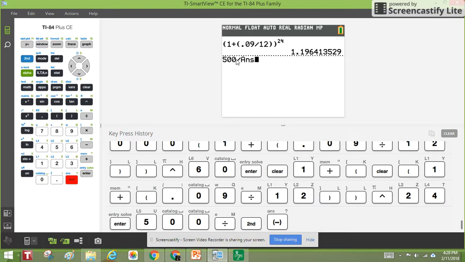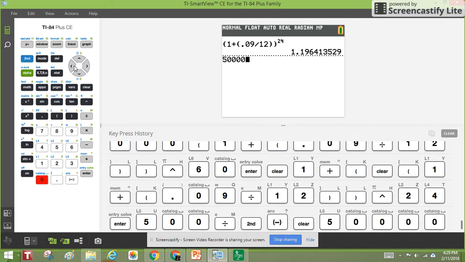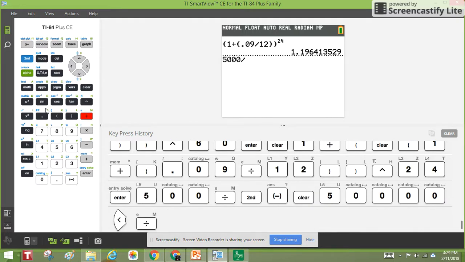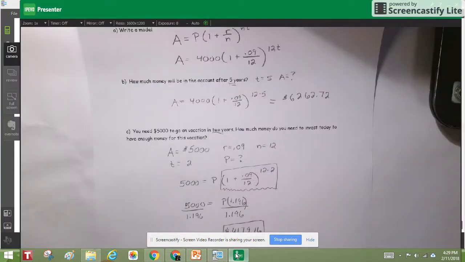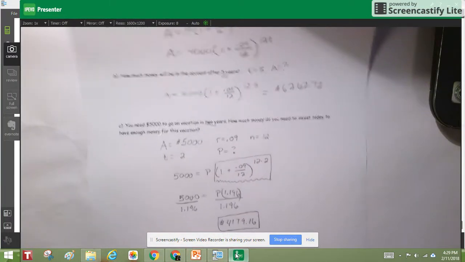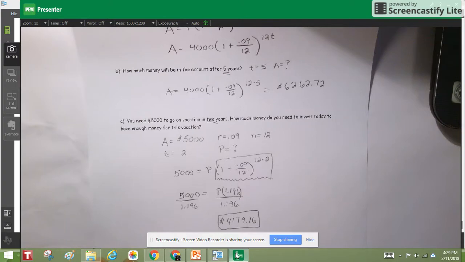Whoops, I didn't put 5,000. Let me try that again. 5,000. No, I put too many. Divided by the answer will equal. So I need to have $4,197.16 in my account in order to end up with $5,000 at the very end. If you have any questions, let me know.